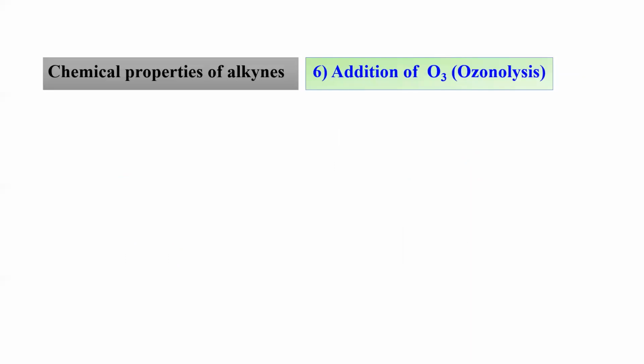Addition of ozone, ozonolysis. Remember ozonolysis? A molecule of ozone gets added across the double bond to first give us an ozonide. Then the ozonide will undergo lysis to form the respective compounds depending upon the type of starting compound that we have taken. So you either get an aldehyde or a ketone or a mixture of both, depending upon what you start with. That is what ozonolysis is.